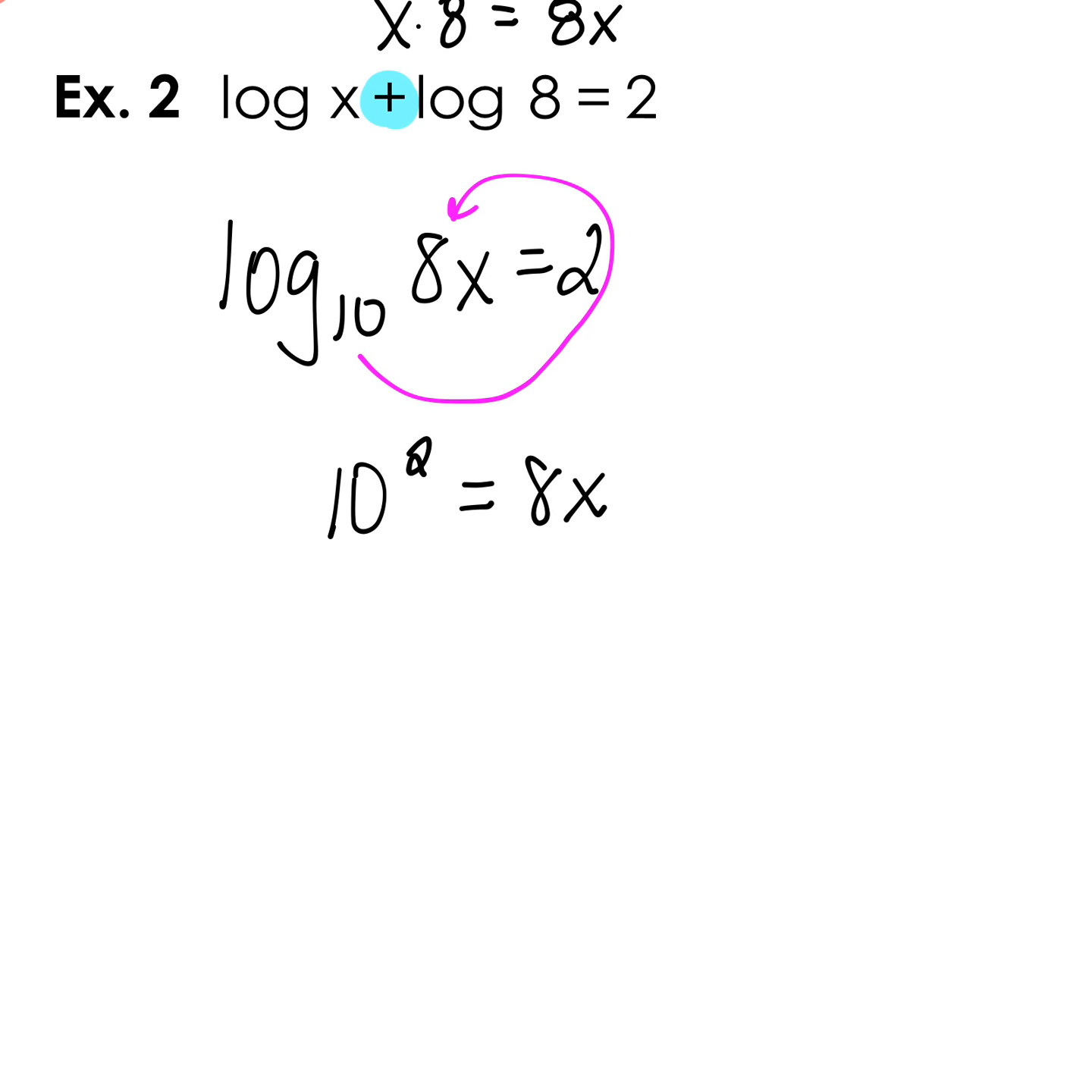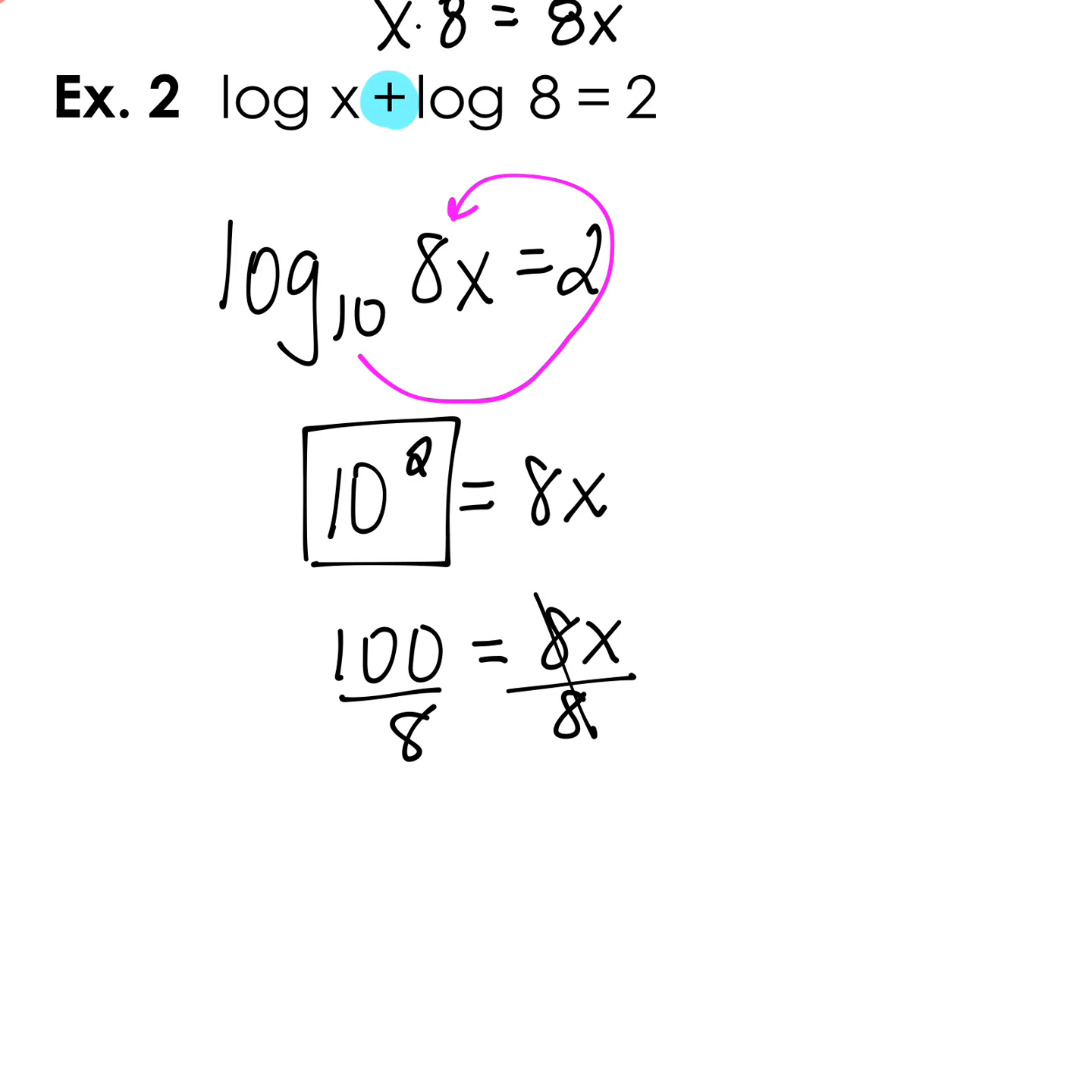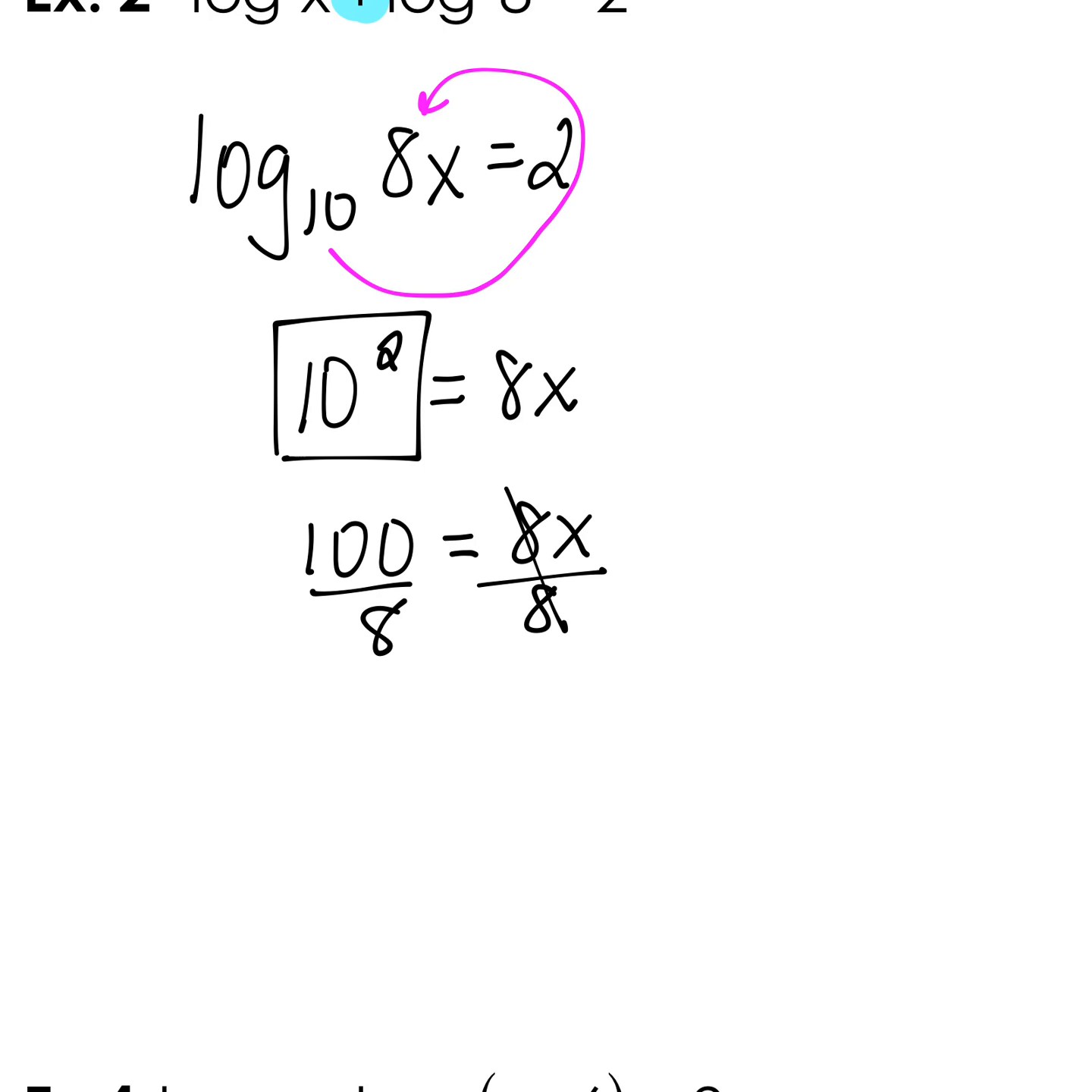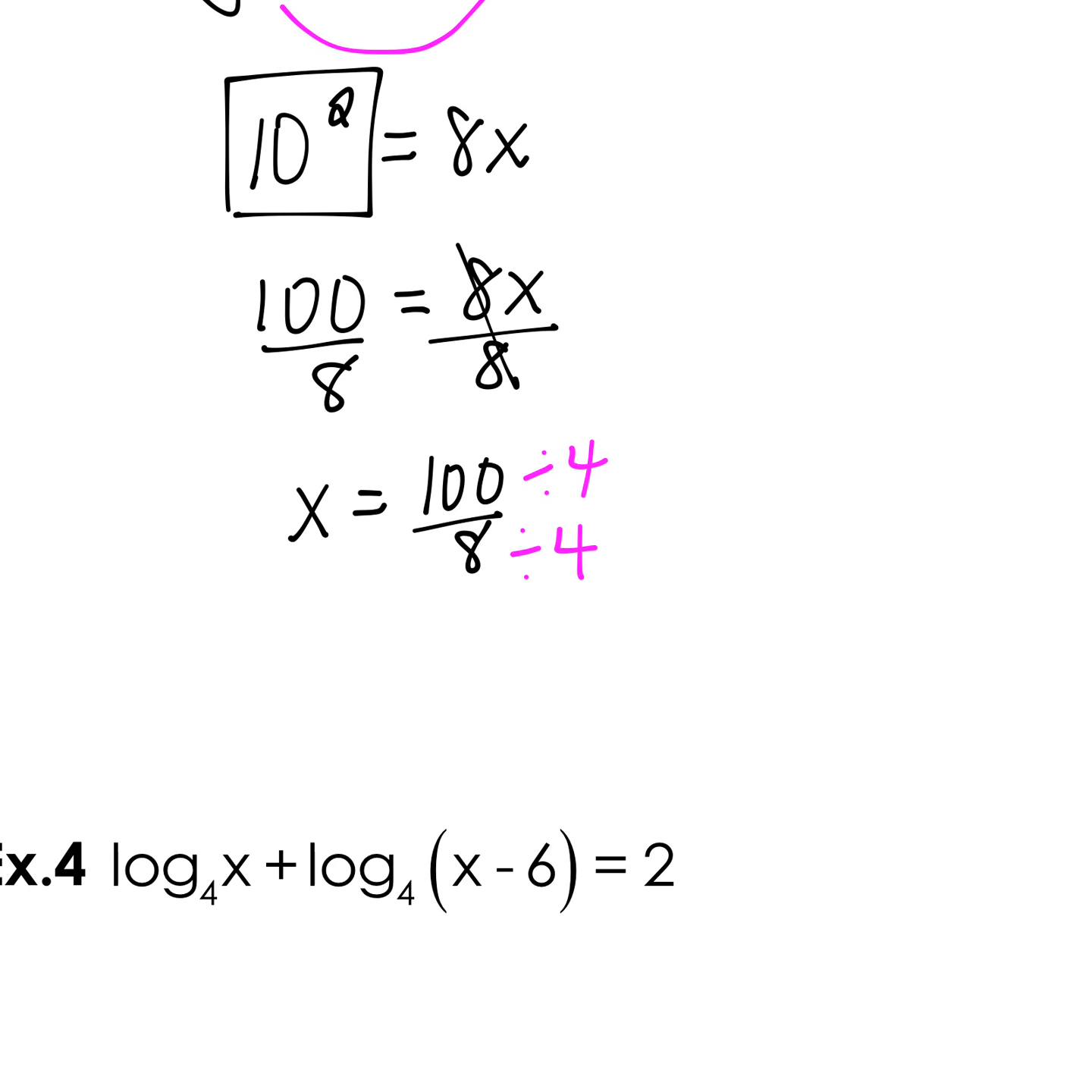Solve for x. So we've got to first do 10 squared. It's going to be 100. It's equal to 8x. Divide by 8 to both sides. So we get x is equal to 100 over 8. Well, we can simplify that by dividing both of these by 4, excuse me. And we get x is equal to 25 over 2.